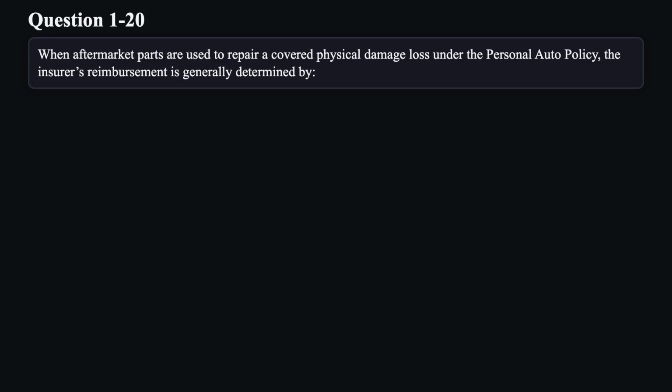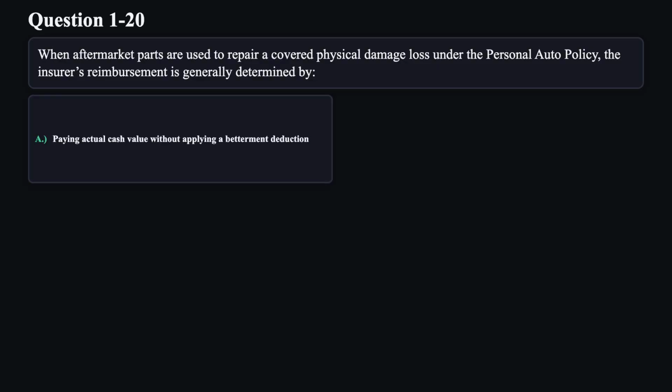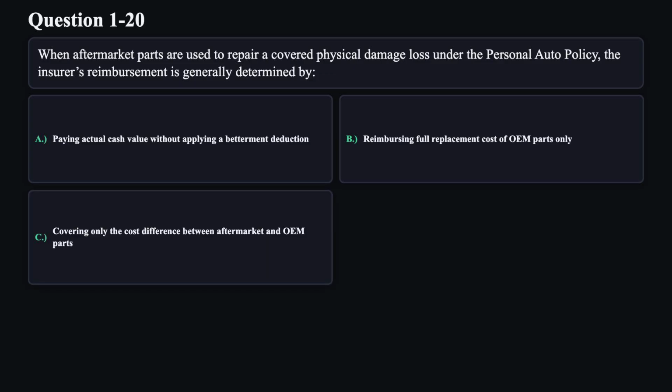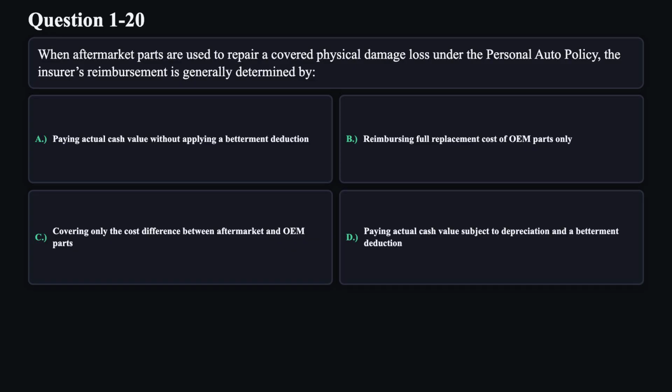Question 20. When aftermarket parts are used to repair a covered physical damage loss under the personal auto policy, the insurer's reimbursement is generally determined by: A. Paying actual cash value without applying a betterment deduction. B. Reimbursing full replacement cost of OEM parts only. C. Covering only the cost difference between aftermarket and OEM parts. D. Paying actual cash value subject to depreciation and a betterment deduction.